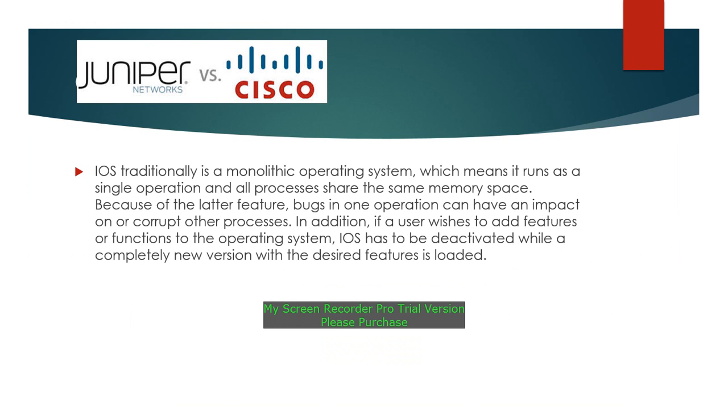Cisco IOS is traditionally a monolithic operating system, which means it runs as a single operation and all processes share the same memory space. So if there is a bug, then the entire OS will be impacted. In addition, if a user wishes to add any feature or function to the operating system, IOS has to be deactivated. If there is any bug, all processes will be impacted. So this is one drawback for IOS.